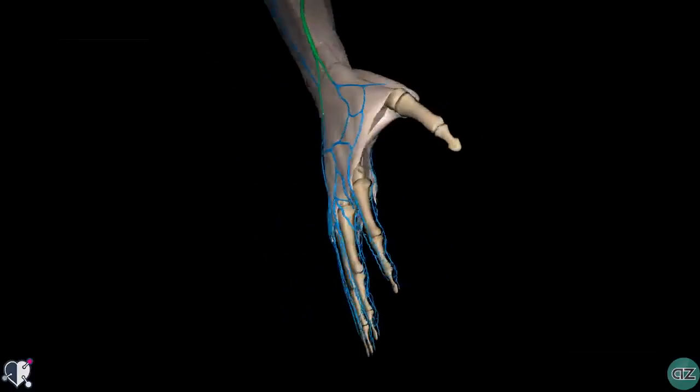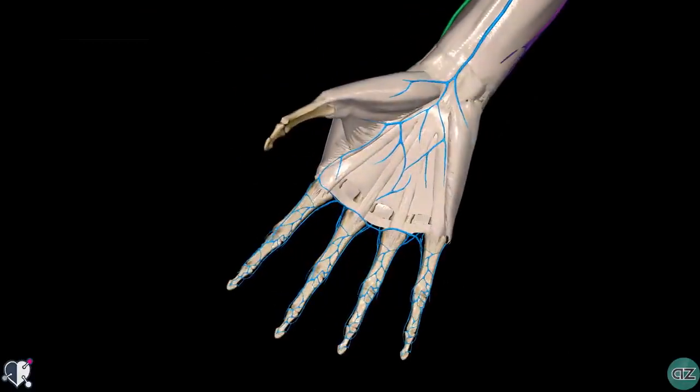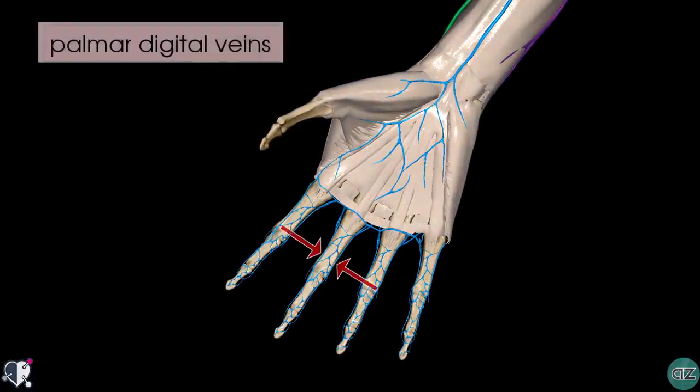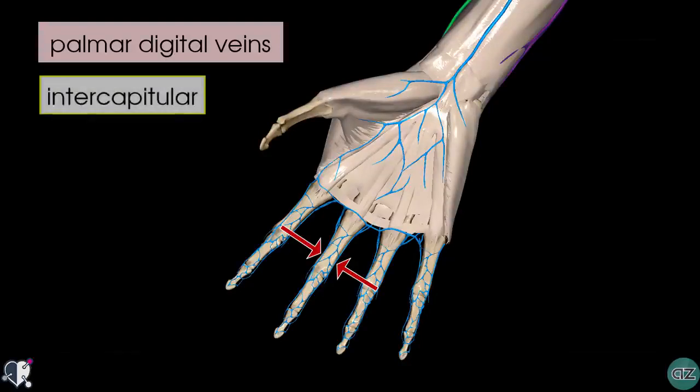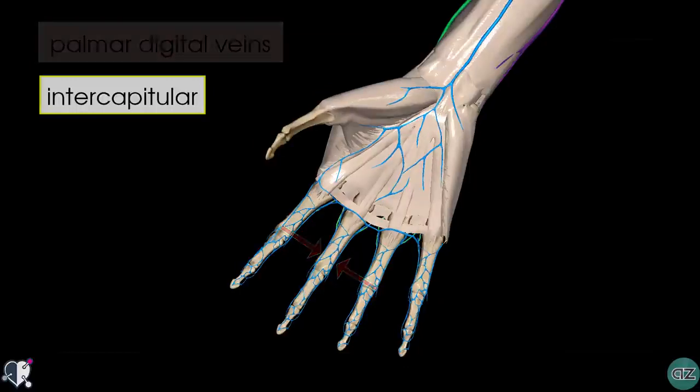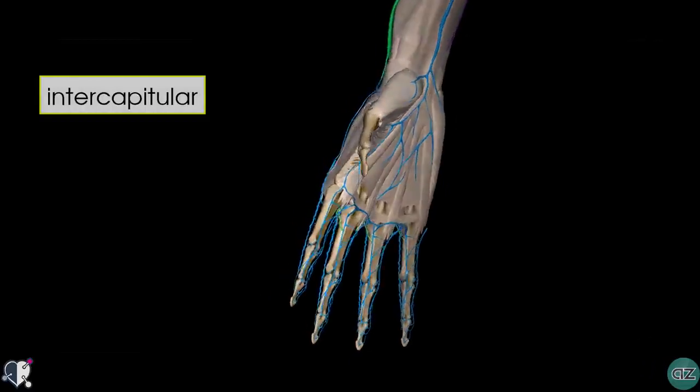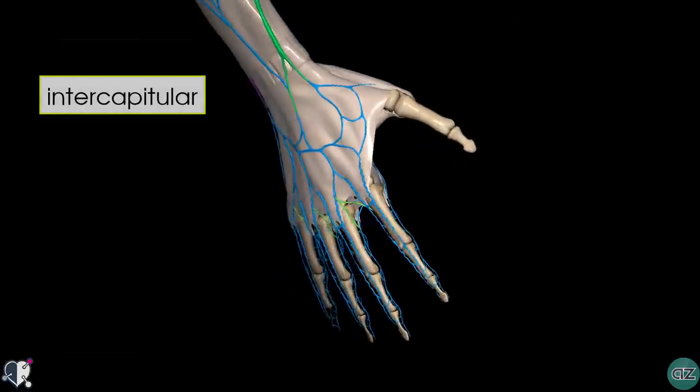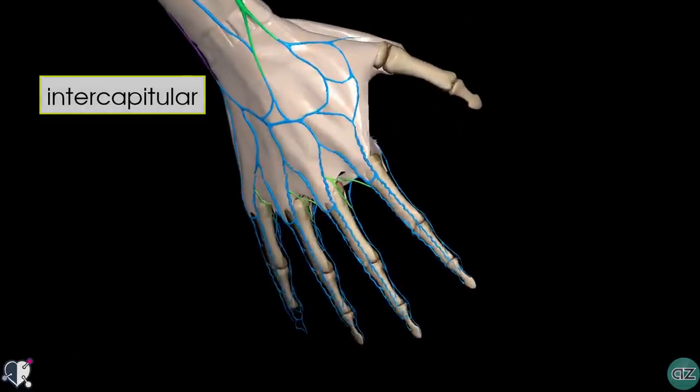If I rotate the model round to the palmar view, we can see the palmar digital veins. These palmar digital veins join and drain into the dorsal digital veins via small oblique veins known as the intercapitular branches. I've highlighted these intercapitular branches in yellow, and you can see how they drain into the dorsal digital veins on the dorsal surface of the hand.